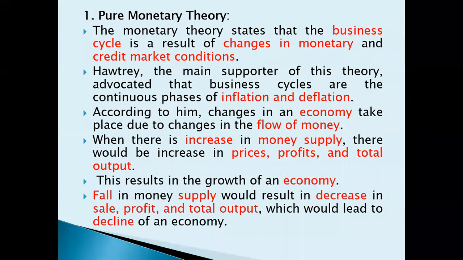Now this pure monetary theory states that the business cycle is a result of changes in the monetary and credit market conditions. जैसे monetary policies, monetary changes होते हैं market में, या there are certain types of credit changes. Credit changes means what? Credit given to the customers, credit given by the suppliers, due to changes in credit policies as well as monetary policies of the economy. This will affect the business cycles, due to which business can boom, business can go into recession as well. So whether business is at a boom, recession or recovery position, the monetary policies and credit market conditions affect it. Hawtrey is the name of the economist, the main supporter of this theory.